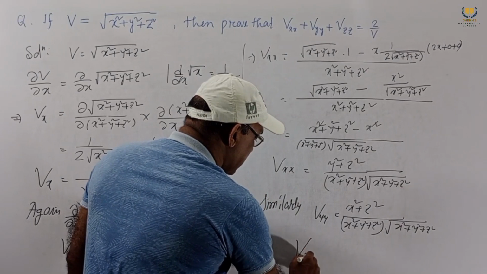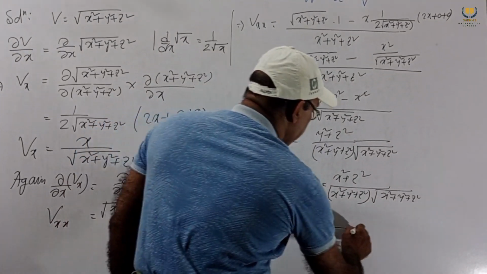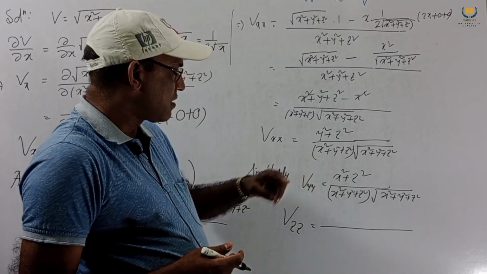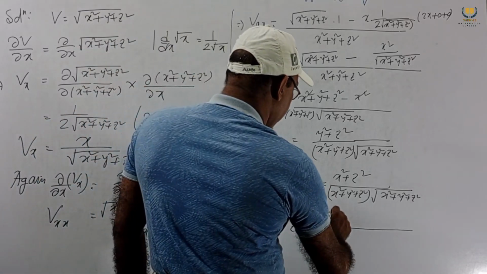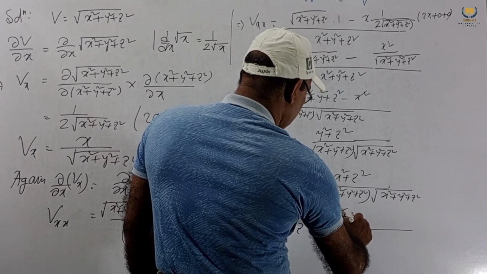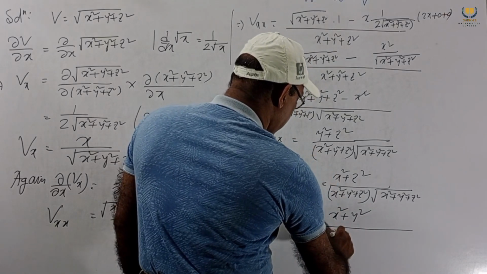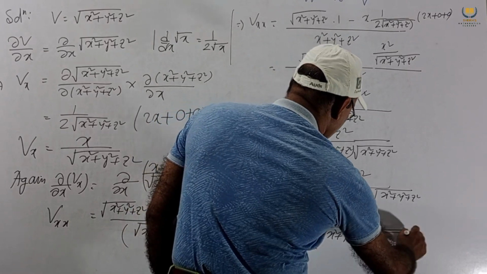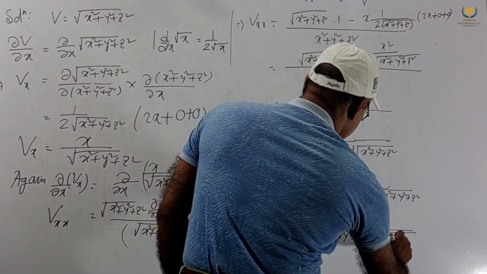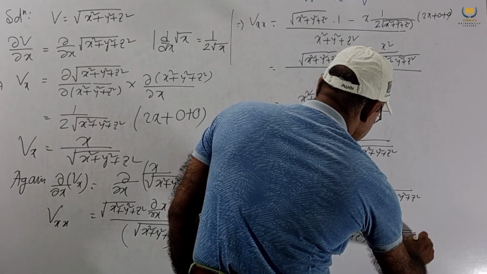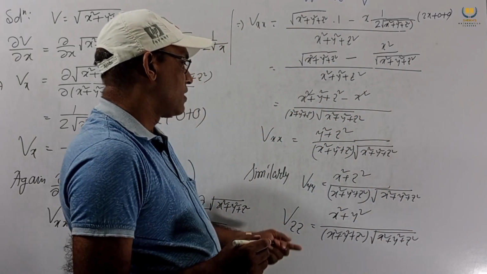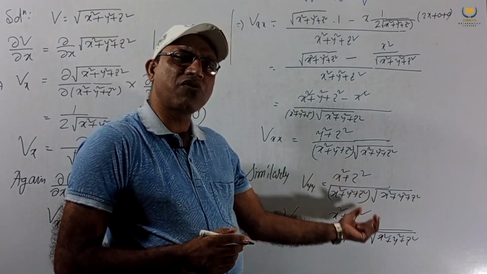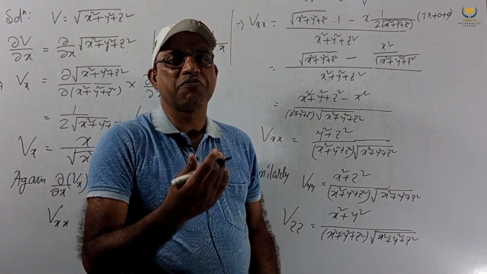Again Vzz, Vzz means here z will be absent, we get x square plus y square, and the denominator x square plus y square plus z square root over x square plus y square plus z square. We get this one. So these are the values of Vxx, Vyy, Vzz. Others no need to calculate. Directly write this. Skip some steps.